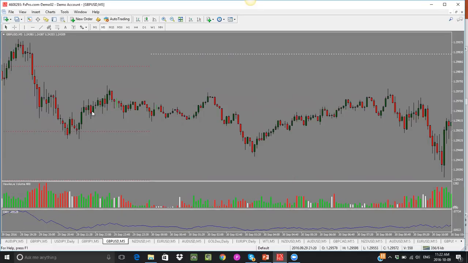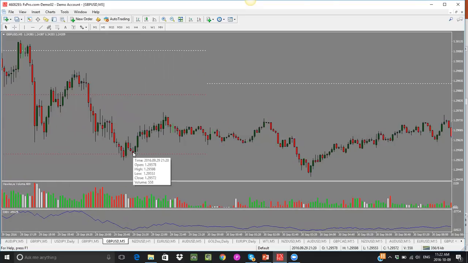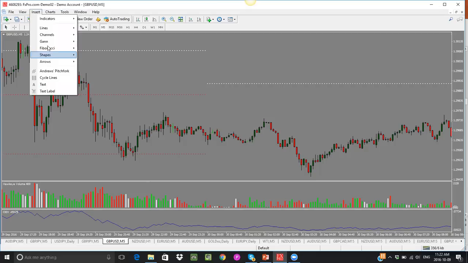So here is an example of a spinning top. See right here, this is our spinning top. So let me insert.